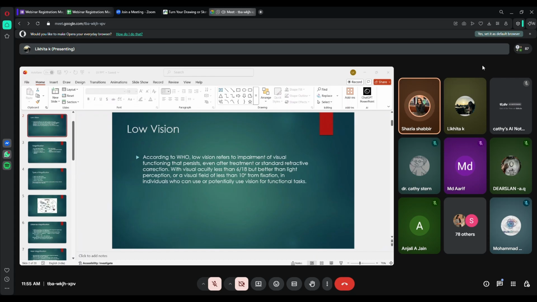Which patients should we recommend optical and non-optical devices to? Is there a category or something? There won't be any category. See, optical devices are always useful for both distance and near. It's like magnifiers. For distance, we have telescopes or any spectacle mounted magnifiers. And for near, we have many kinds of magnifiers. It depends on that.